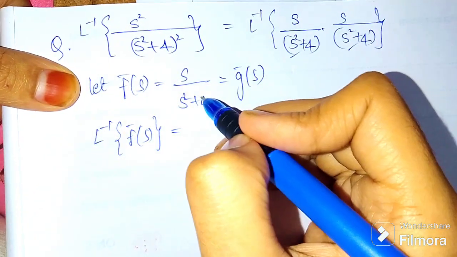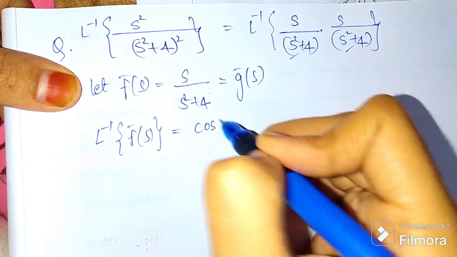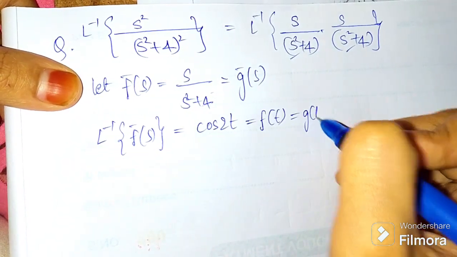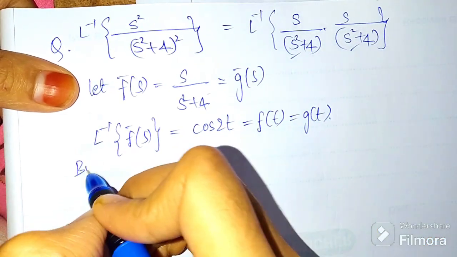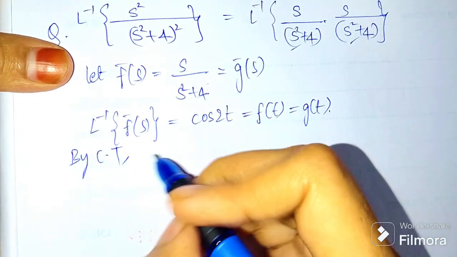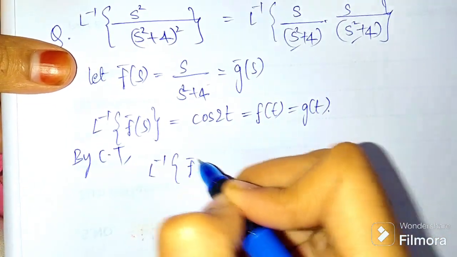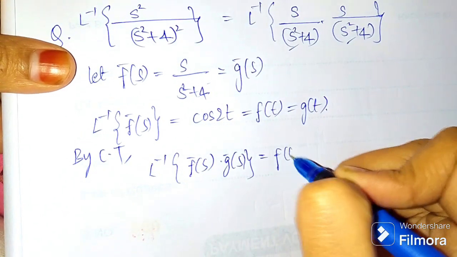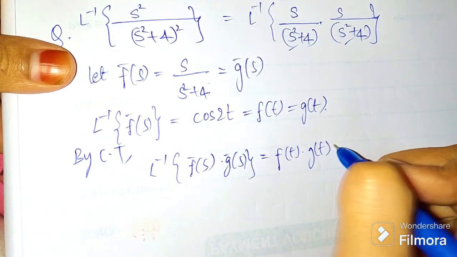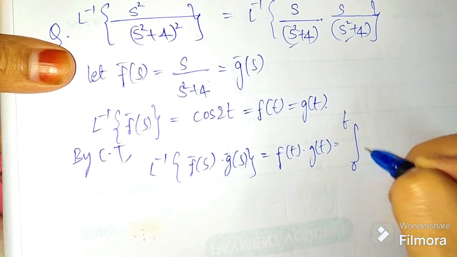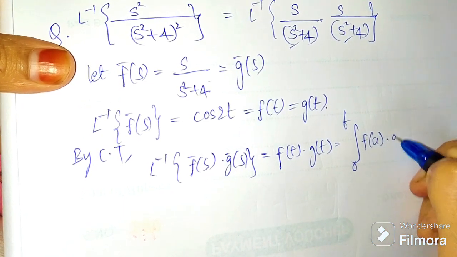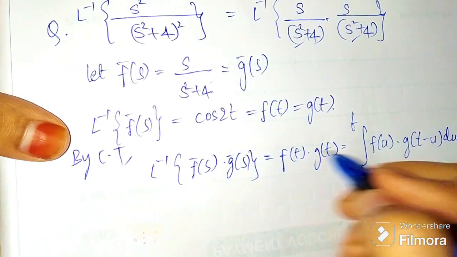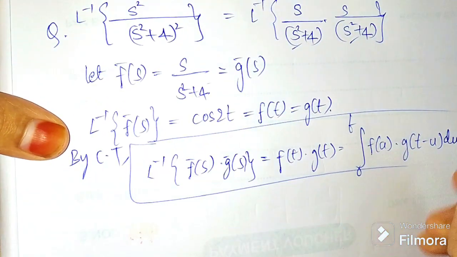This will be 2 square. So cos 2t, which is my f of t. This is also my g of t. So by convolution theorem, what do I know? Laplace inverse of f bar times g bar is integral 0 to t f of u into g of t minus u. So this is my convolution theorem.